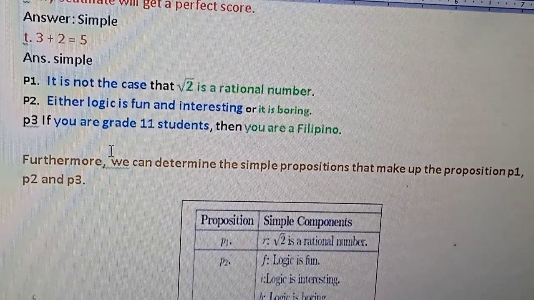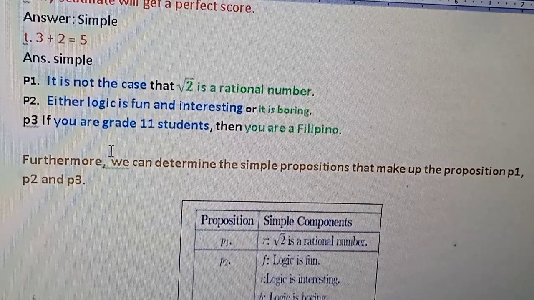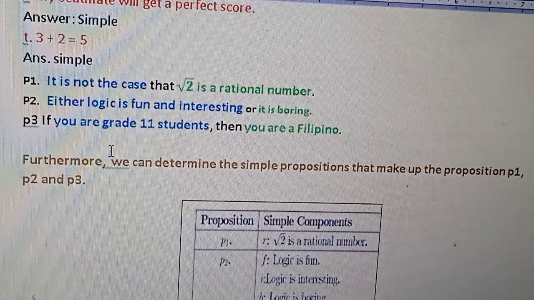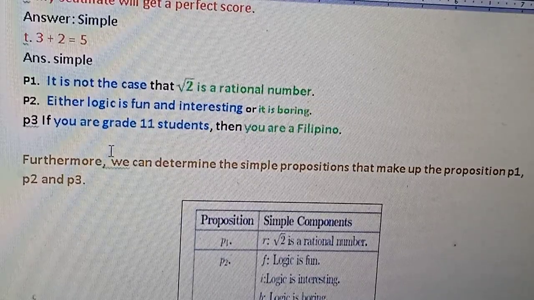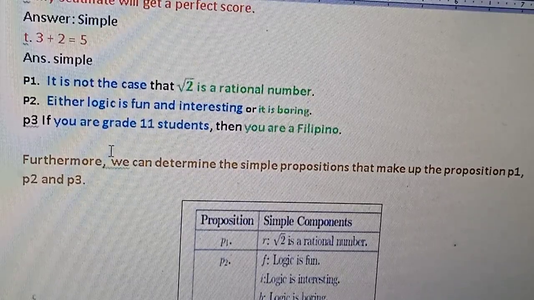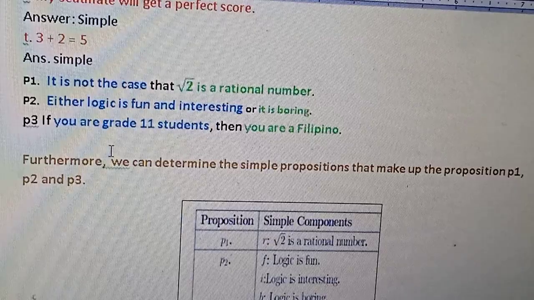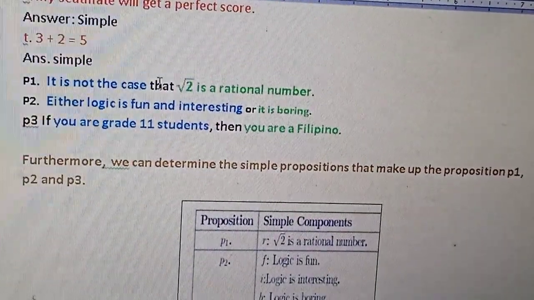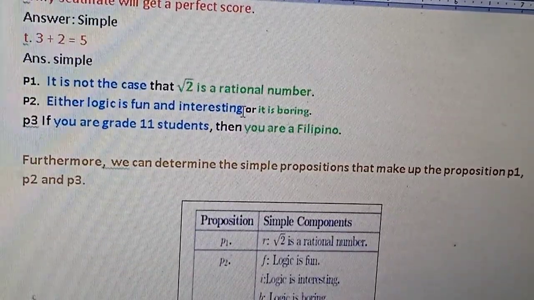Let's go to proposition 1. It is not the case that the square root of 2 is a rational number. So here, this is compound. Why? Because we can extract simpler components. The first one is, it is not the case. Then the other one is, the square root of 2 is a rational number. They are connected by the logical connector. So it is a compound proposition.